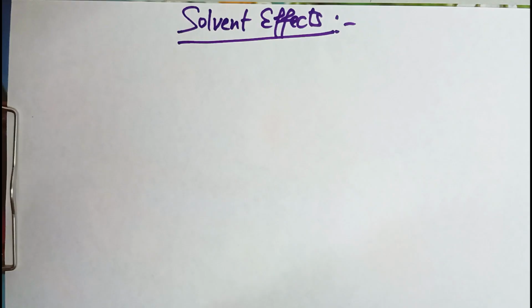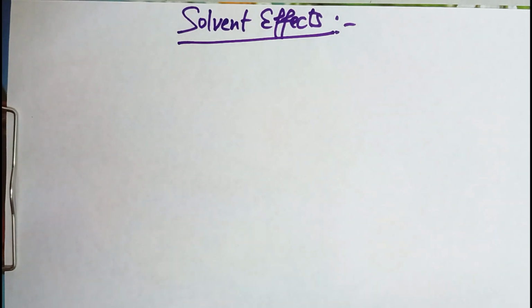Now what will happen in the spectra? What are the differences which we are going to observe in the spectra when we use different solvents, which of course are not going to interfere in that range? What changes are we going to observe? We are going to discuss that point in an elaborate way. Okay, so let's start with the solvent effects.